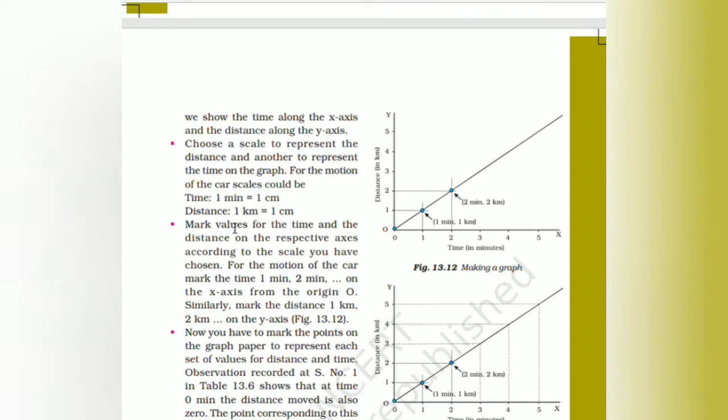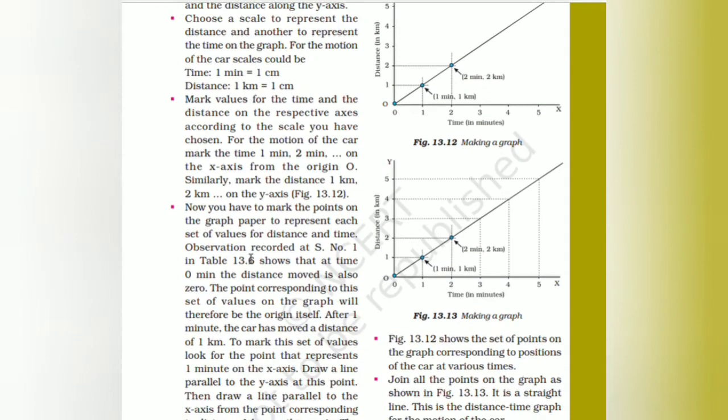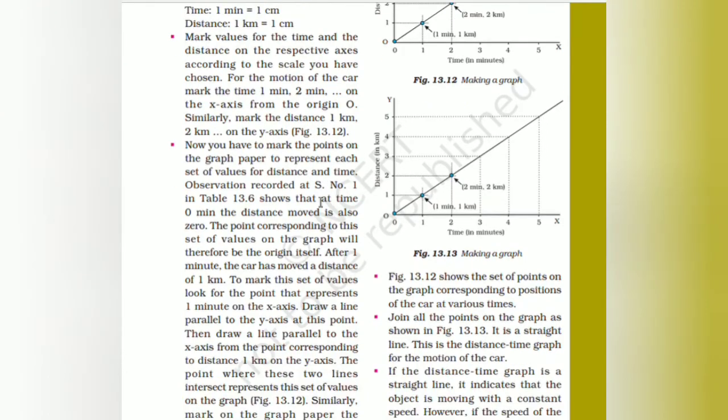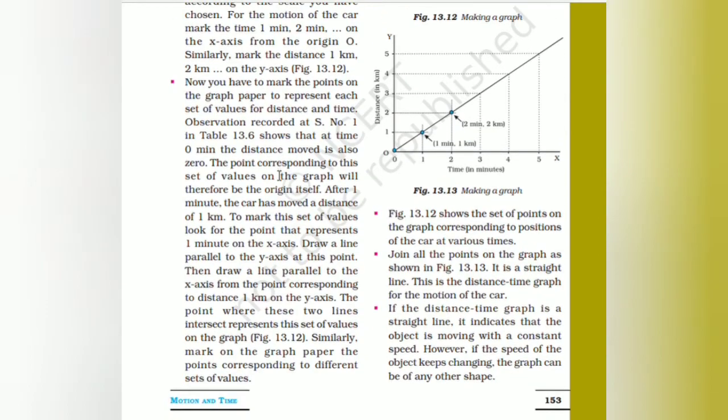For the motion of the car, the scale could be, for time, 1 minute equal to 1 centimeter. Mark values for the time and the distance on the respective axes according to the scale you have chosen. Now you have to mark the points on the graph paper to represent each set of values for distance and time. When the distance moved is 0, the point corresponding to that set of values on the graph will be the origin itself.